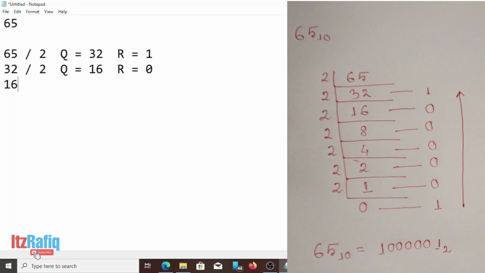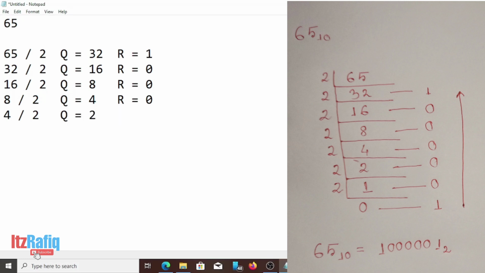Again, now our next number is 16. 16 divided by 2, the quotient is 8, isn't it? The quotient is 8 and there is no remainder, so we'll write 0. Next we'll divide 8 by 2. Here the quotient is 4 and the remainder is 0. Again, we'll divide 4 by 2. Here the quotient is 2 and the remainder is 0. Again we have the number 2, so 2 divided by 2, quotient equals 1 and remainder equals 0.